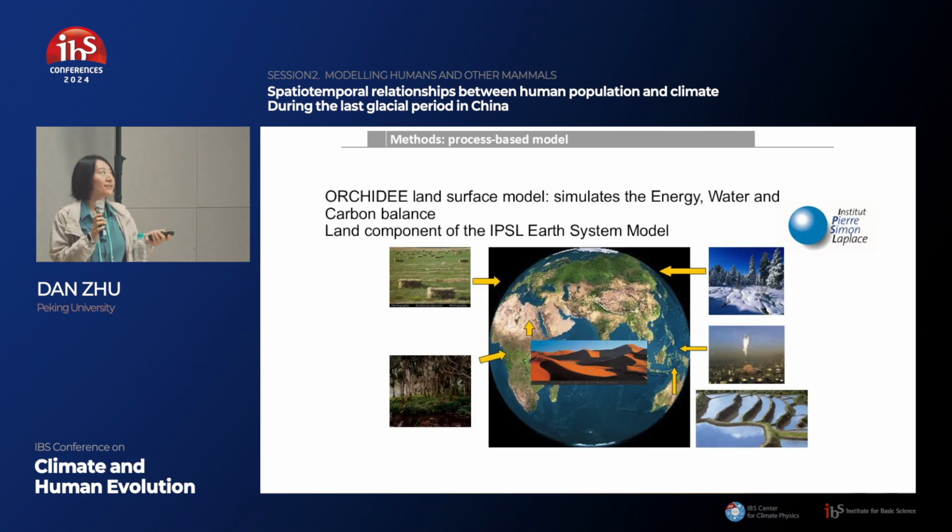So in addition to the statistical model, we also developed a process-based model to simulate the human population densities. And this development is based on the ORCHIDEE land surface model. Like all other land surface models, ORCHIDEE simulates the energy, water, and carbon balance across the global lands. And it is also the land component of the French IPSL Earth system model.